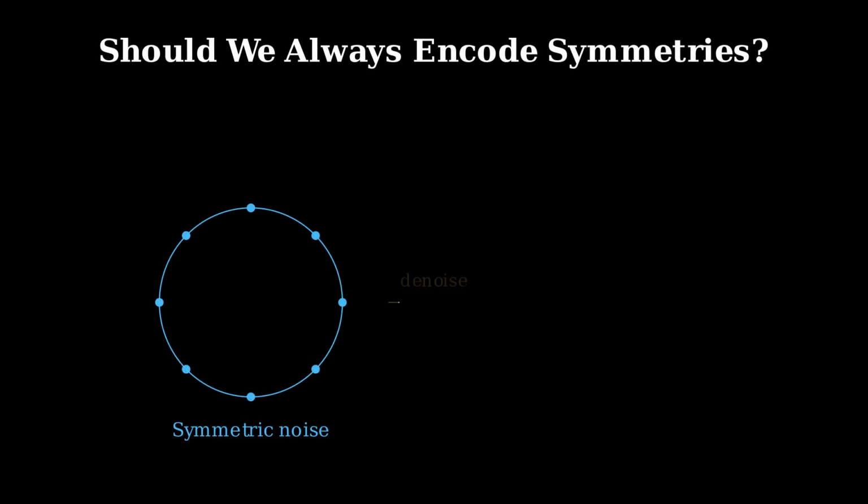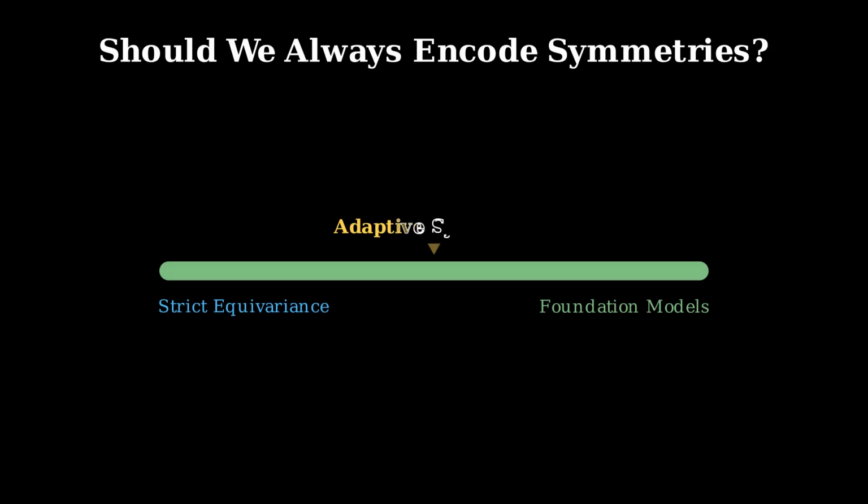Sometimes, hard-coding symmetry is too restrictive. In diffusion models, the noise distribution is perfectly symmetric. But to generate a specific image, the model must break that symmetry. This motivates a spectrum. On one end, strict equivariant models that are data efficient but rigid. On the other, foundation models that learn from scale. The promising direction: flexible symmetries that adapt to the task. This was formalized by Raya and Ambrogioni at NeurIPS 2023.